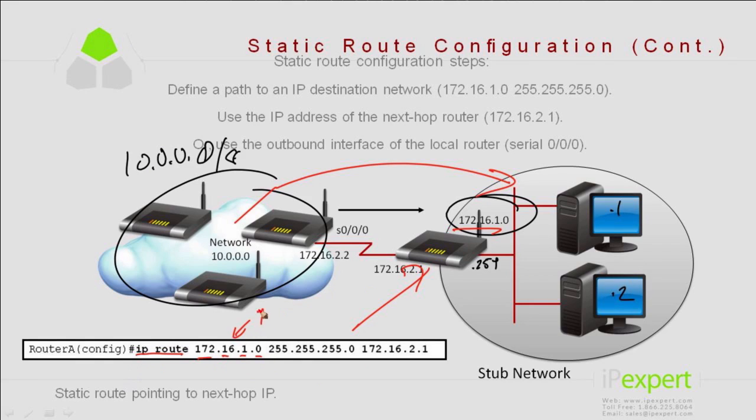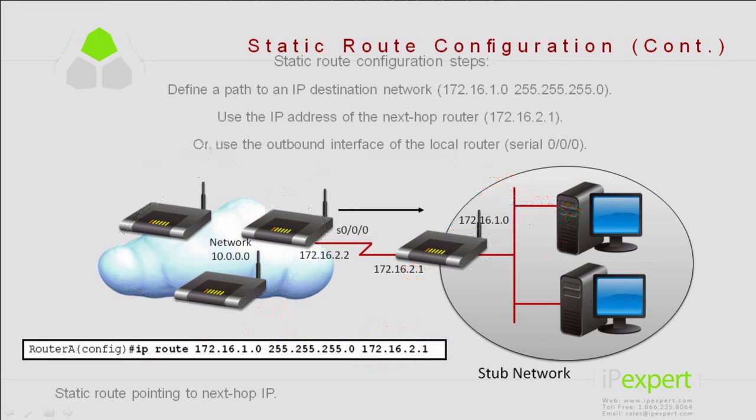anything that is destined to 172.16.10, the network. Specify the mask, which is going to, again, solidify the fact that this is the network. It's going to tell it, send it to this hop, which is going to be the actual physical interface of this router. Now that means any information from here is going to be able to make it to there.